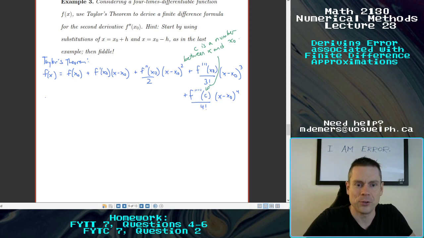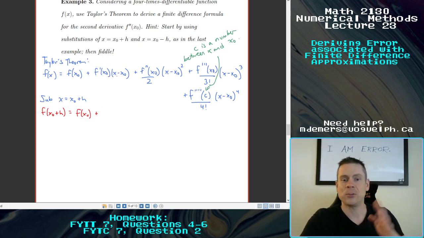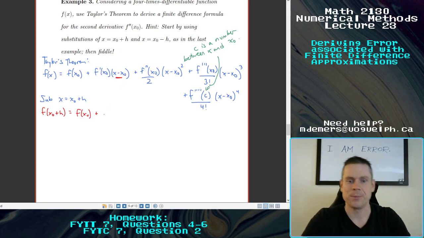But let's see where this goes. So if we sub x equals x0 plus h, that's going to be our first step. f of x0 plus h equals f of x0. This should be the same thing as before, right? This becomes an h, so h f prime of x0. The next one's going to be h squared over 2 f double prime of x0.